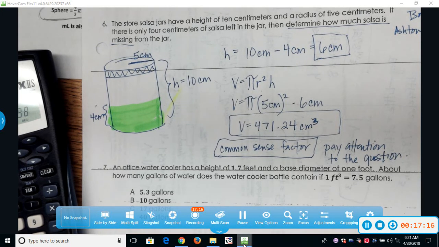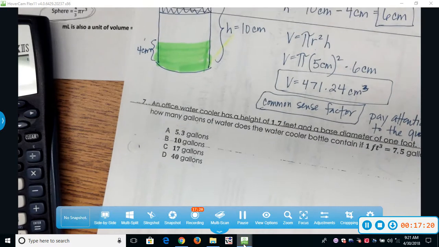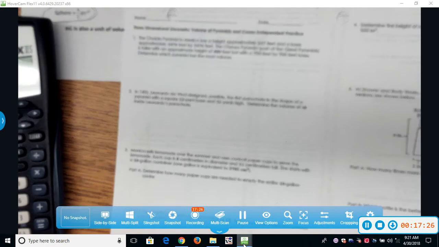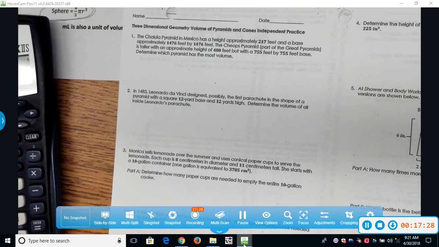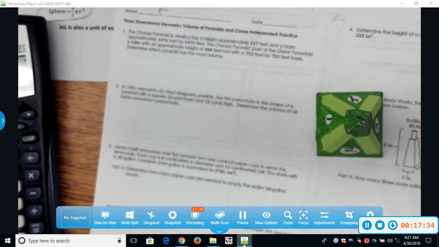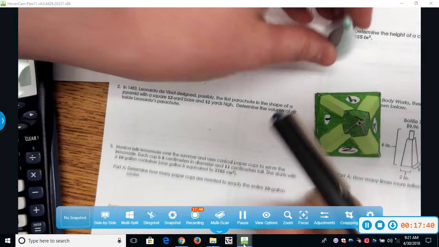You're welcome. Awesome. Okay, so that's all we're going to do for volumes of cylinders and prisms. So move on to this next sheet. Or sorry, we're still doing volumes, but in this case, we are not doing prisms and cylinders. We are doing pyramids and cones.